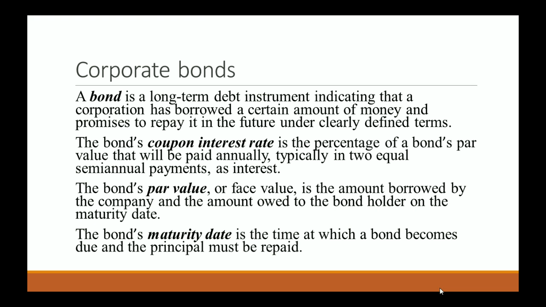The coupon interest rate is the percentage of the bond's par value that will be paid annually or semi-annually. So this is the interest payment that you would receive. The bond's par value is also called its face value, and this is the amount that's actually borrowed by the company, and it's the amount that will be repaid to the bondholder on maturity. The maturity date is when the bond becomes due and the principal must be repaid.